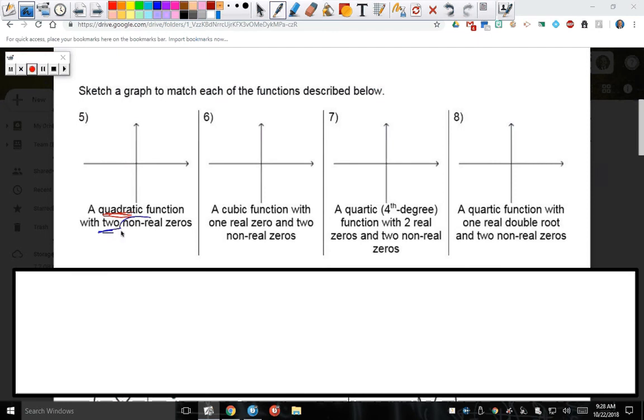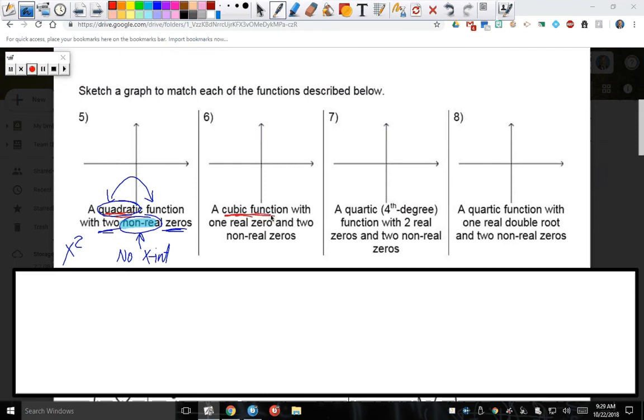We need two non-real zeros. These non-real zeros mean that we know it's a quadratic, so it will be x squared of some kind. But the non-real part is saying that it will not actually touch the x-axis, so there will be no x-intercepts. So you could draw something that looks like this, or you could draw something that was negative that looked like this. Okay, either one on that one. Let's do the next one.